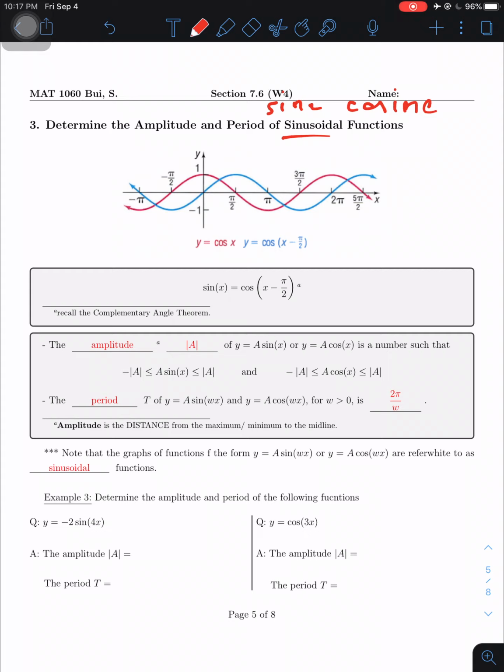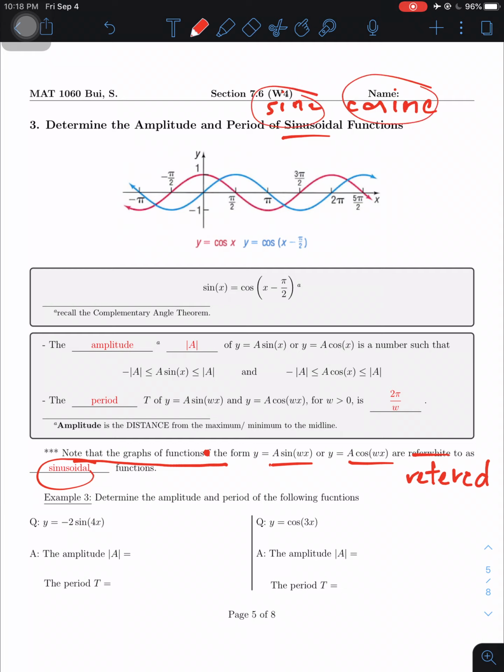So if you notice here, know that the graph of functions of the form y equals this, or cosine there, are referred to as sinusoidal. Okay, this is my typo. It's supposed to be the word "of the form", and this one is meant to be "referred", sorry for that. So again, sinusoidal is just meant for the graph of sine cosine.